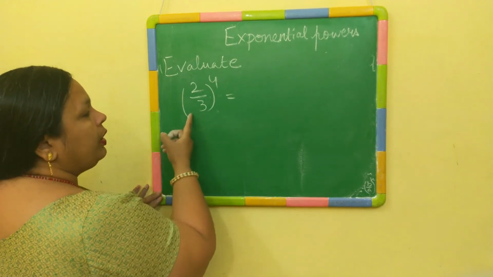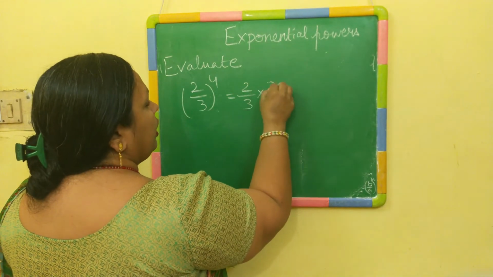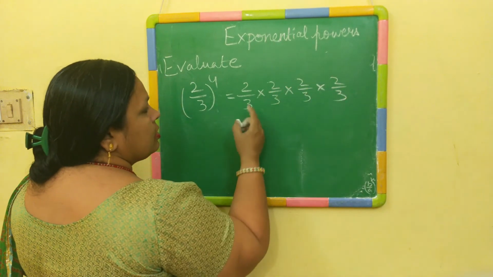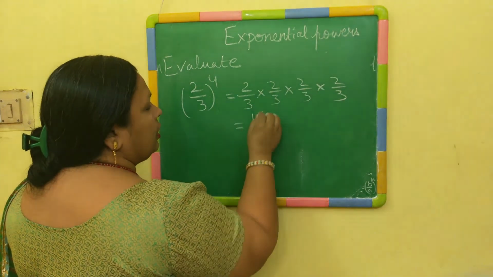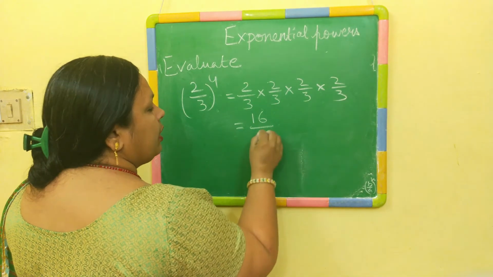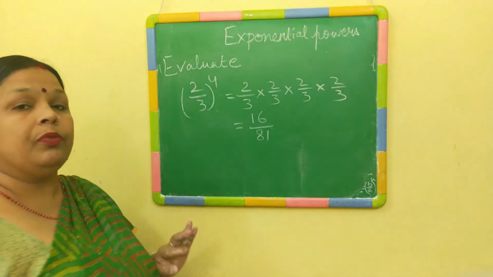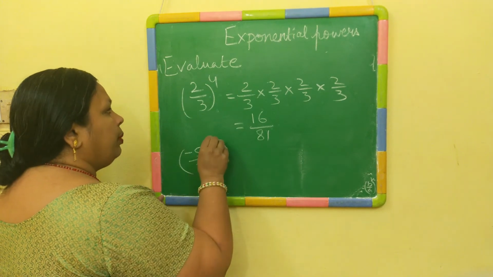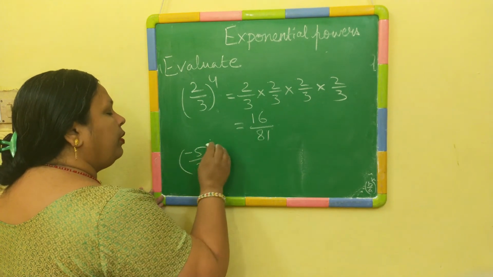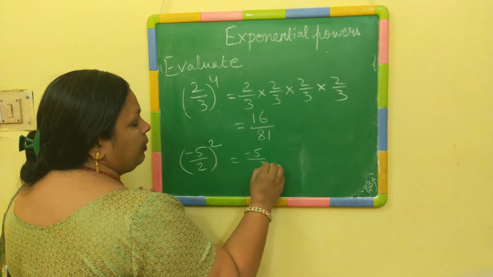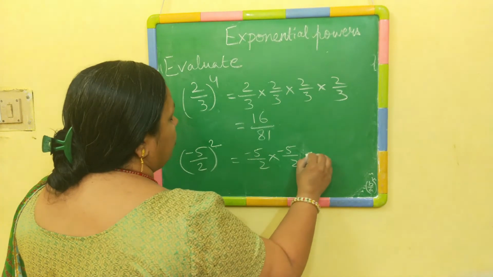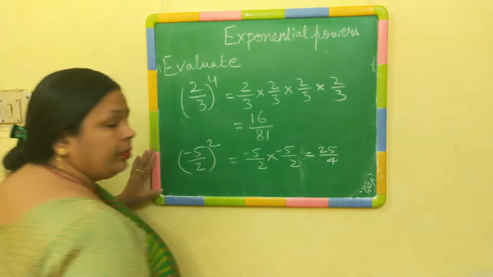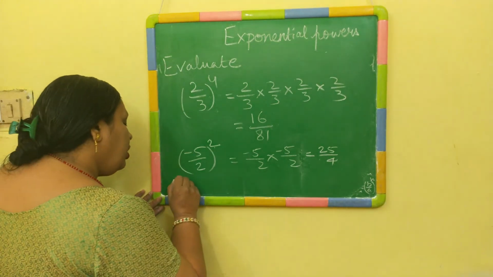What is it? 2 by 3 power 4 is 2 by 3 into 2 by 3 into 2 by 3 into 2 by 3. So this is 2 2s are 4, 4 2s are 8, 8 2s are 16. By 3 3s are 9, 9 3s are 27 and 81. So this will be the answer for evaluate of this. Let's take minus 5 by 2 power 2. So this is minus 5 by 2 into minus 5 by 2 will be 25 by 4. Clear?